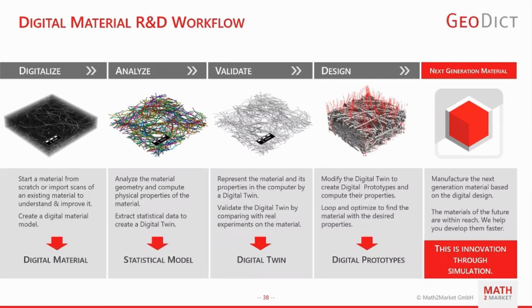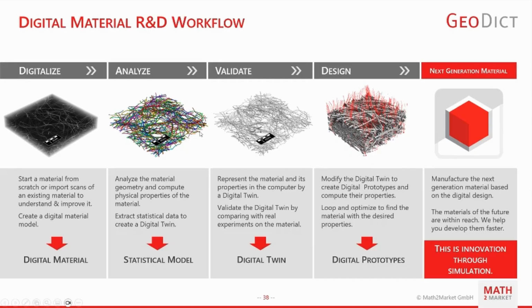What we mean with digital material research and development is shown in the workflow on this slide. It often starts with the import of a 3D image of a real material. You then analyze this image to understand the material and its properties. And if you understand the material's geometric properties, you can create a statistical digital twin. And having this twin, you can start to design or engineer a next generation material with improved properties.